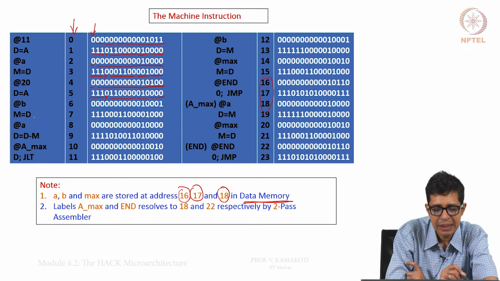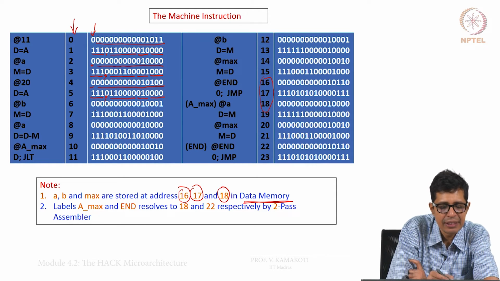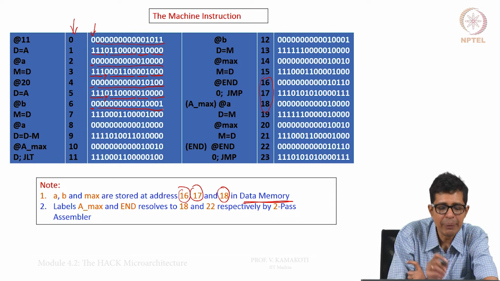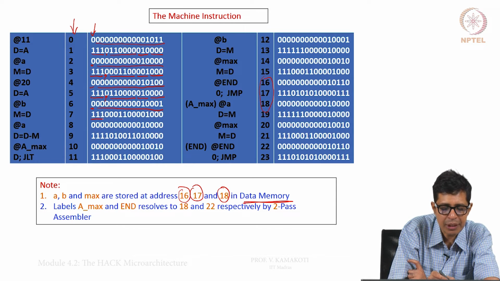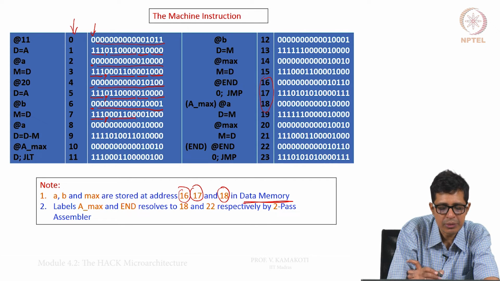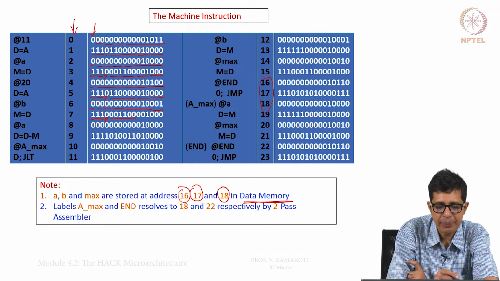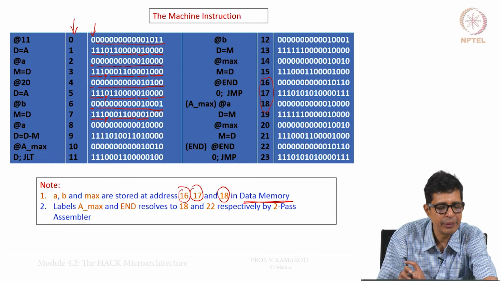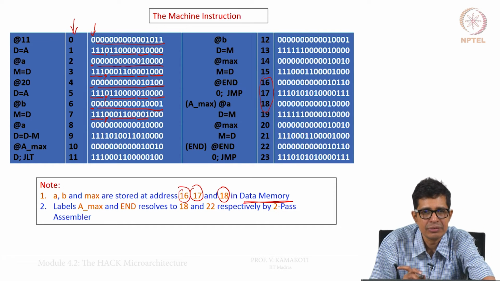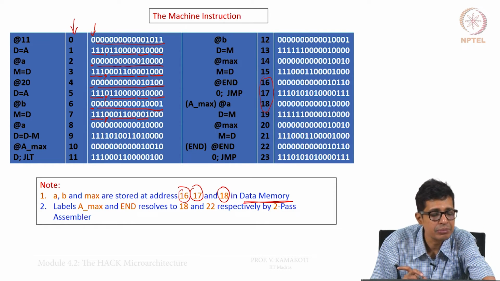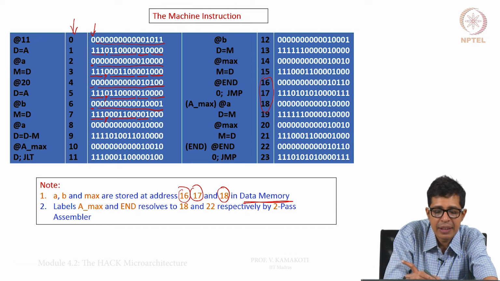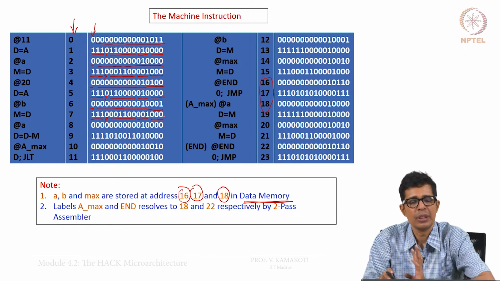Now, at B, note that B is stored at 17. So, this is an A instruction. So, this is 0 and the remaining bits correspond to 17. Now, M equal to D, this is a C instruction, again 111. This 0 bit tells you about the operand, that is D. 001100 is the computation bits. 001 is basically the destination, which says the destination is M, and then 000 is the jump.